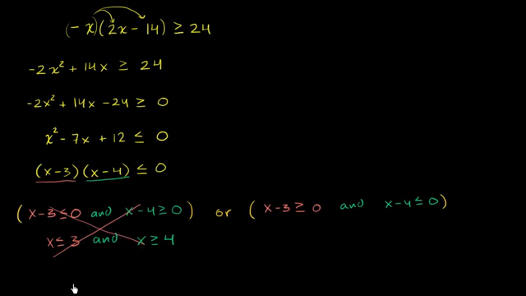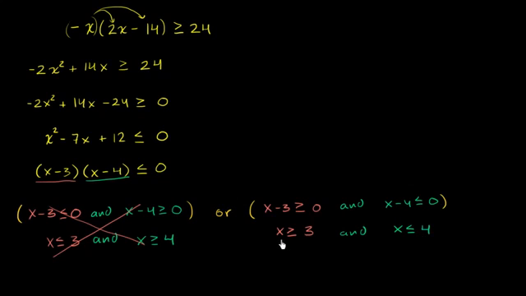There's no x value that will result in this one being negative and this one being non-positive and this one being non-negative. So let's go to this one right over here. If we add 3 to both sides, we get x is greater than or equal to 3, and adding 4 to both sides, x is less than or equal to 4.